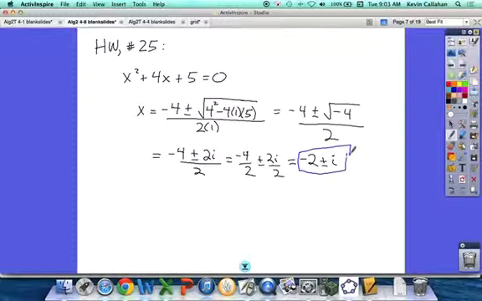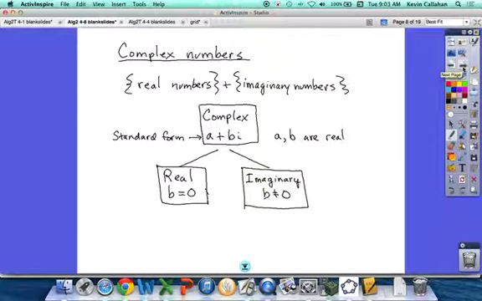Okay, so now, like I said, real numbers are not the biggest set of numbers. The biggest set of numbers is actually called complex numbers. Complex numbers are all the real numbers plus all the imaginary numbers. You put them all together, those are the biggest set of numbers, complex numbers.